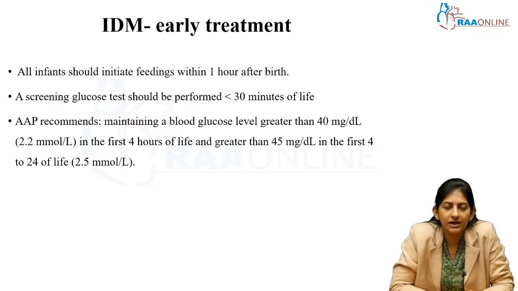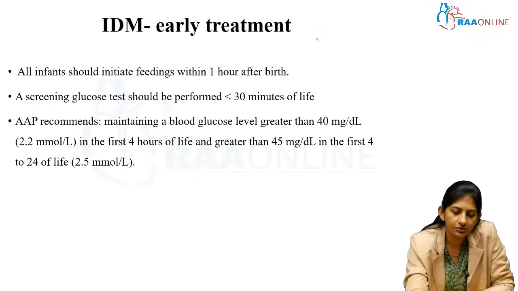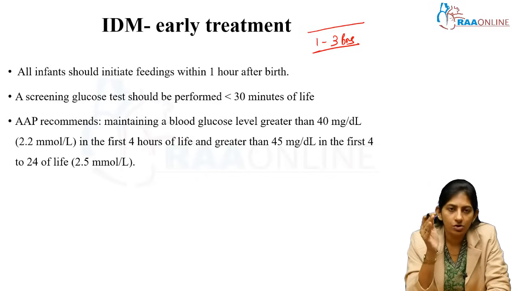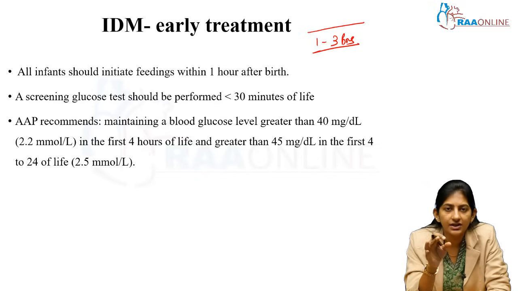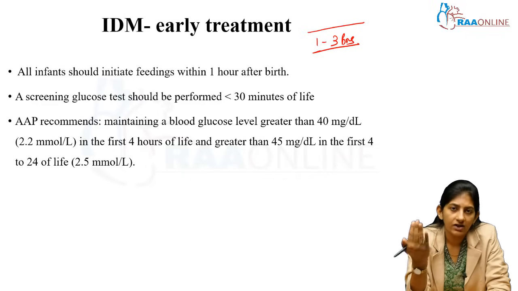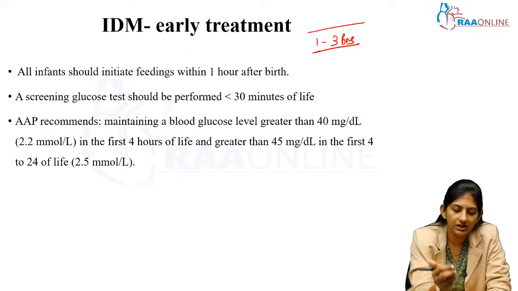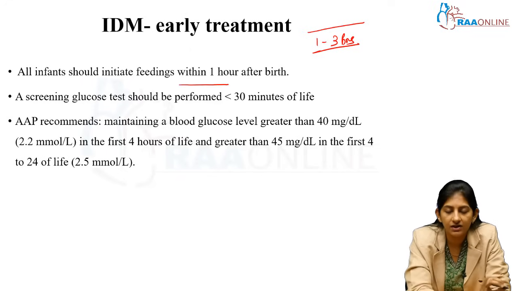I told you the glucose reaches its nadir at 1 to 3 hours of life, isn't it? So this is the time where you have to be extra cautious, and all babies who are born to diabetic mothers should be initiated on feeding in the golden hour. This golden hour, I think we universally practice. Sometimes it gets missed also. The baby is fed 1 hour later or 1.5 hours later, but especially in IDMs, you have to initiate feeding within that first 1 hour. So that is very, very important.